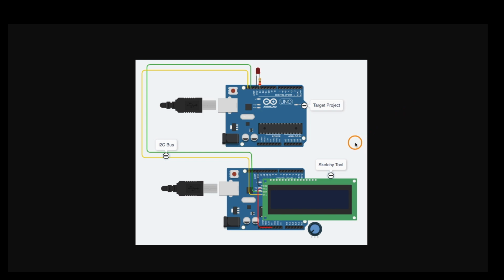This is a project I'm currently working on. I'm calling it a Sketchy tool, and this is more of a block diagram here. So this bottom Uno represents a PCB design I'm working on, and this top Uno with an LED represents any sort of target project that this bottom one is going to interface with over I²C.